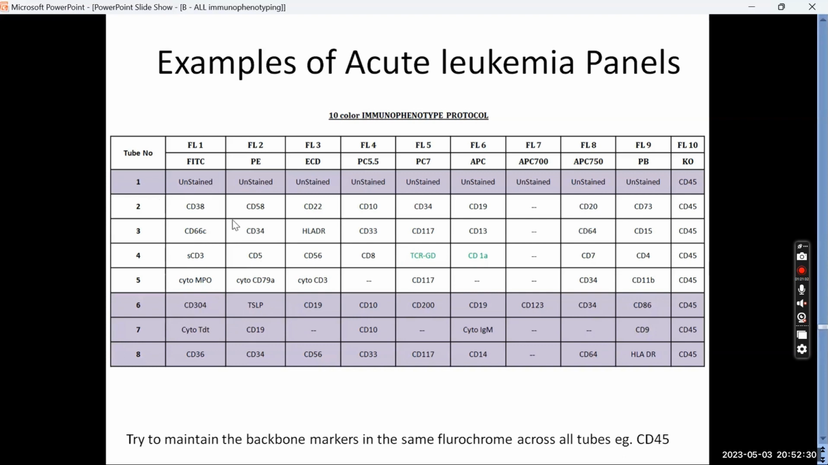If anything from these markers makes me infer it's monocytic, I add a monocytic tube. If I feel an additional marker for ALL is needed to predict the cytogenetics, or extra MRD tracking markers are needed, I add this particular tube. TSLPR is something which comes positive in a subset of Ph-like ALL. Don't confuse, I don't want to go very deep into that because we are dealing with phenotyping now. CD304 is again an MRD marker. If it's an ALL, this particular tube will be run. Basically, TdT comes positive in ALL, and cyto-IgM differentiates between CALLA-positive B-ALL and pre-B-ALL. So these are the markers.